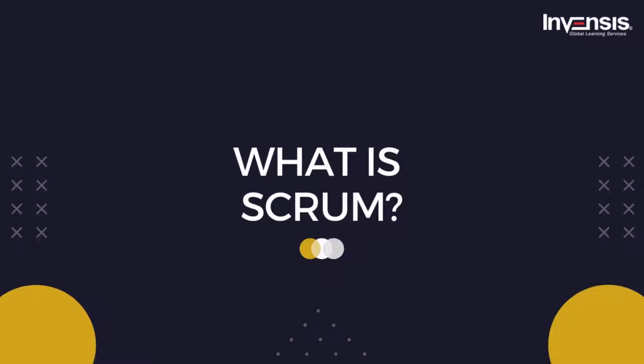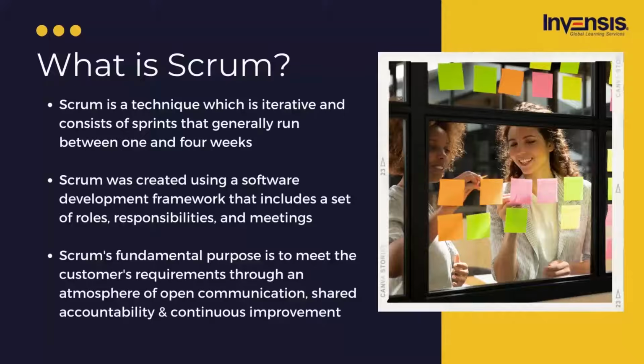Agile projects are implemented using the Scrum framework of rules, roles, events, and artifacts. Scrum is a technique which is iterative and consists of sprints that generally run between 1 and 4 weeks. This method guarantees that your team provides a new version of the product on a frequent basis. Scrum was created using a software development framework that includes a set of roles, responsibilities, and meetings. It may be used for any complicated project, but it is most effective when the end result is a product as opposed to a service.